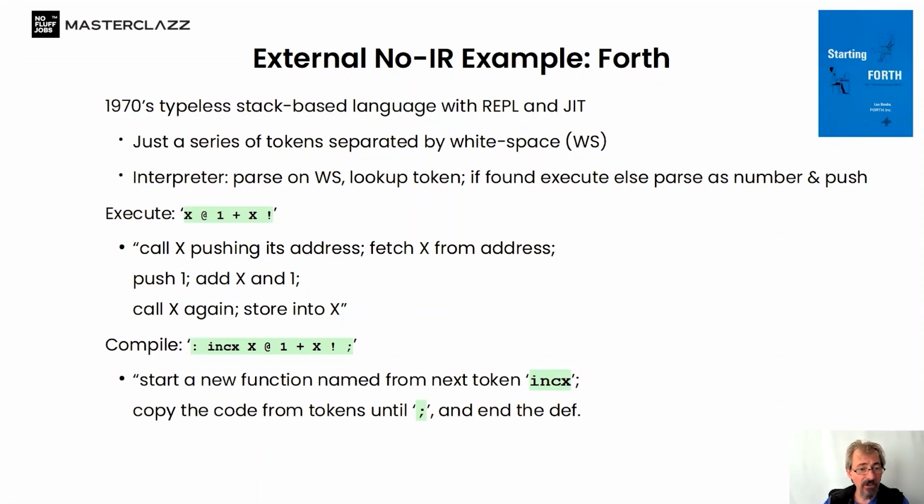When you look at the thing in the middle, that's an increment X. It says call X, which pushes the address of variable X on the stack. Then convert the address to the value for X, push a 1, add it, push the address on the stack again, store it. Pretty simple. Compiling it is almost the same thing. In fact, the same interpreter is used for compiling. You just put a colon down, and the next token in is your function name. After that, you follow your standard function execution, but instead of executing, you gather the tokens up and put them in a buffer till you hit a semicolon. That's the end of your definition.